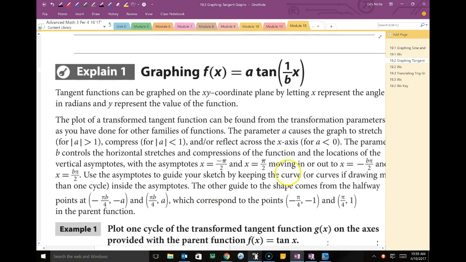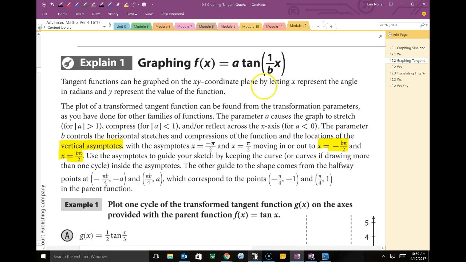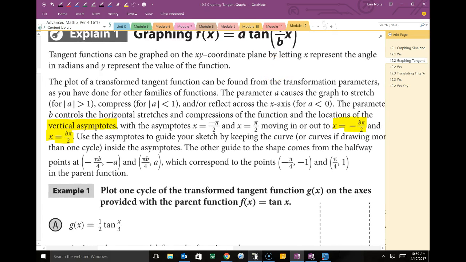Okay, next to your notes, I'm going to give you some important information. To find vertical asymptotes, all you have to do is take b and multiply by pi over 2. Okay, so your first one will exist at the negative version. The second one exists at the positive version. So b times pi over 2. Yeah, the first one is a negative, and then the second one is a positive.